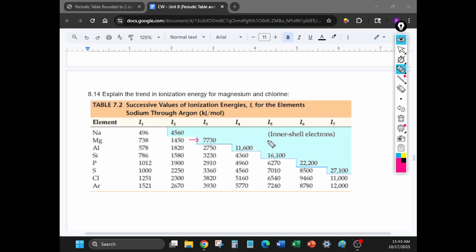There's a big jump. Okay, so we're going to jot that down right here. The first trend you should identify is that removing inner shell electrons requires a lot of energy. Okay, so that's the first thing you should identify here. Removing inner shell electrons requires a lot of energy.